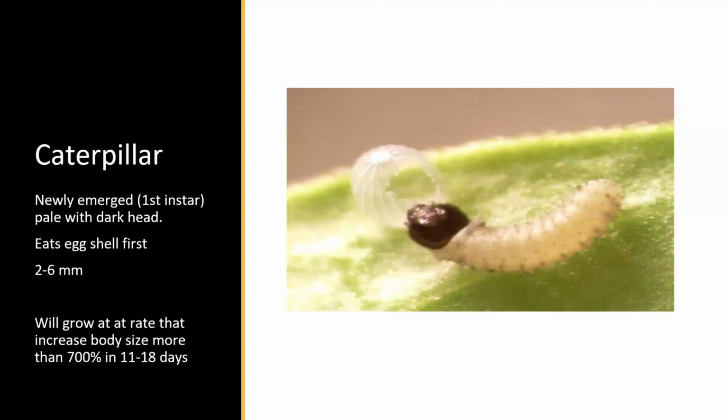Now let's have a look at a caterpillar. The newly emerged monarch caterpillar is very small and pale with a dark head. Right after emerging, they eat their eggshell. This caterpillar starts small, being between 2 and 6 millimeters, but it will grow at a rate that increases its body size by more than 700% in the next 11 to 18 days.